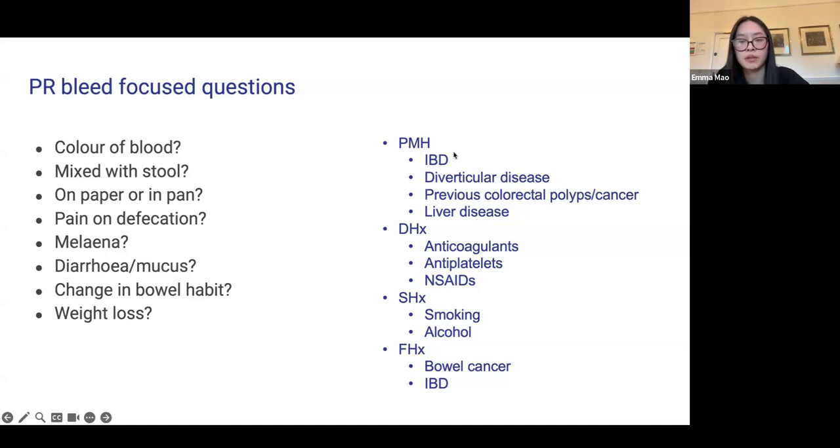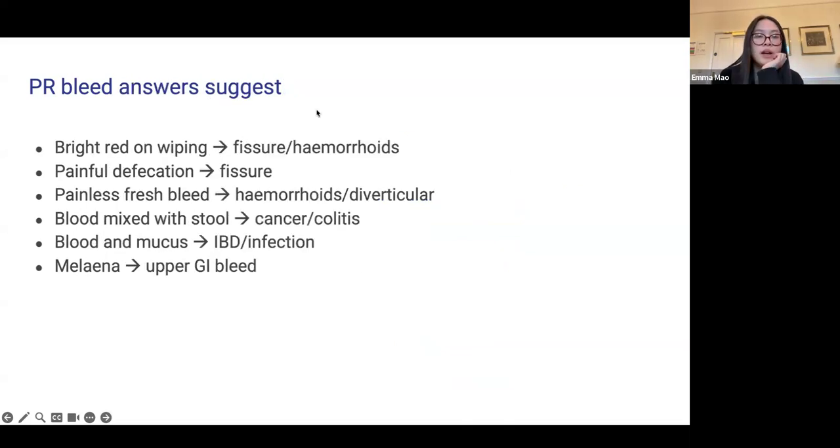So past medical history and family history, if there's any history of these sort of diseases, so bowel cancer, IBD, quite useful. Okay. So if it's bright red on wiping, it suggests it's not that much and it's very superficial. So most likely a fissure or hemorrhoids. Hemorrhoids are not painful. So painful ones are associated with fissures. So just on the anus, there's like an opening which can bleed. And then painless is hemorrhoids.